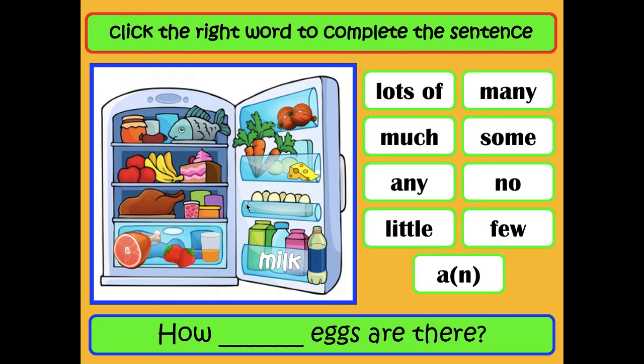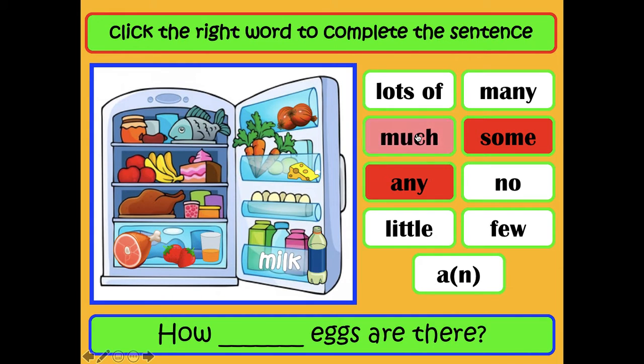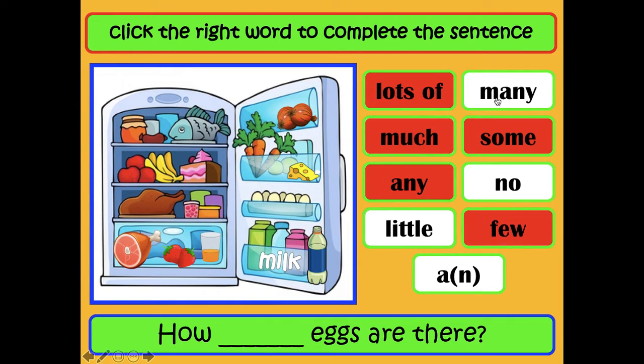For the next one, we have how eggs are there. We have a space here between the sentence and we need to look for the answer. We have a lot of, many, much, some, any, none, little, few, or an. We have some eggs, no. Any, no. We have much, no. We have a lot of, no. We have a few, no. We have many. How many? Because this is a question and we use how many to make questions.